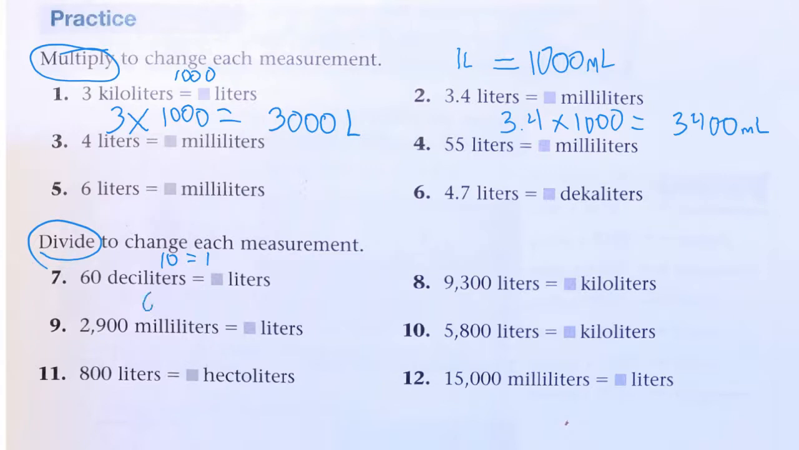We have 60 deciliters divided by 10. We're moving the decimal point 1 place to the left. So 60 becomes 6 liters. Put the label on it to finish.